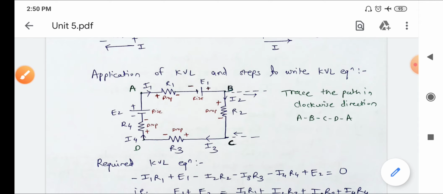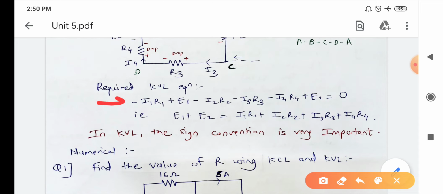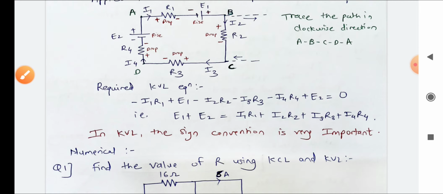Hence E1 and E2 are potential rises, whereas R1, R2, R3 and R4 are potential drops in this network. While writing the KVL equation, we consider potential drops with a negative sign and potential rises with a positive sign. So our equation is minus I1 R1 plus E1 minus I2 R2 minus I3 R3 minus I4 R4 plus E2 is equal to 0. That is, E1 plus E2 is equal to I1 R1 plus I2 R2 plus I3 R3 plus I4 R4.